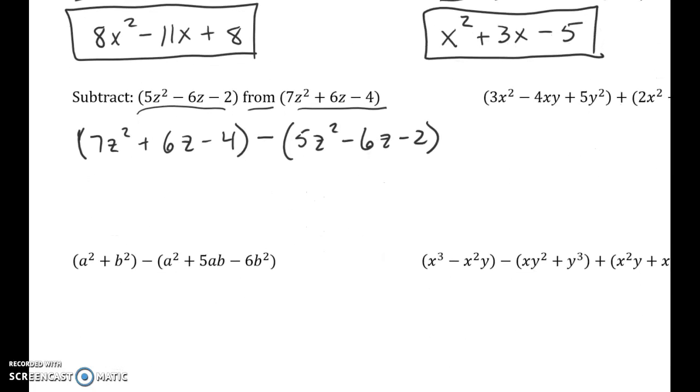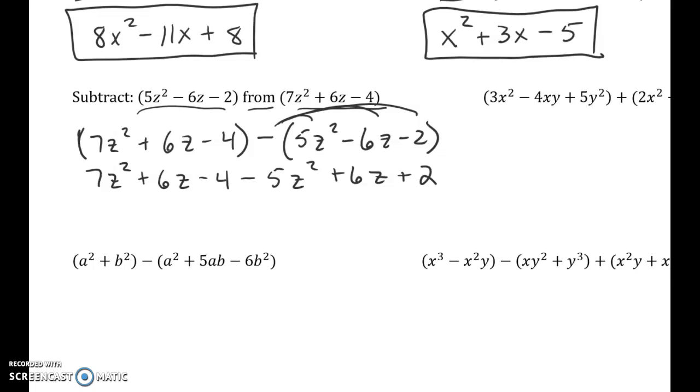Now we can write it without the parentheses, 7z squared plus 6z minus 4 minus 5z squared plus 6z, because I have to distribute that subtraction sign, and then finally it's going to be plus 2. Now I look for the like terms to combine. I get 2z squared, so that's the 7z squared and the minus 5z squared. Then I have 6z and 6z, that's going to be 12z. And then minus 4 and plus 2 is going to be minus 2.